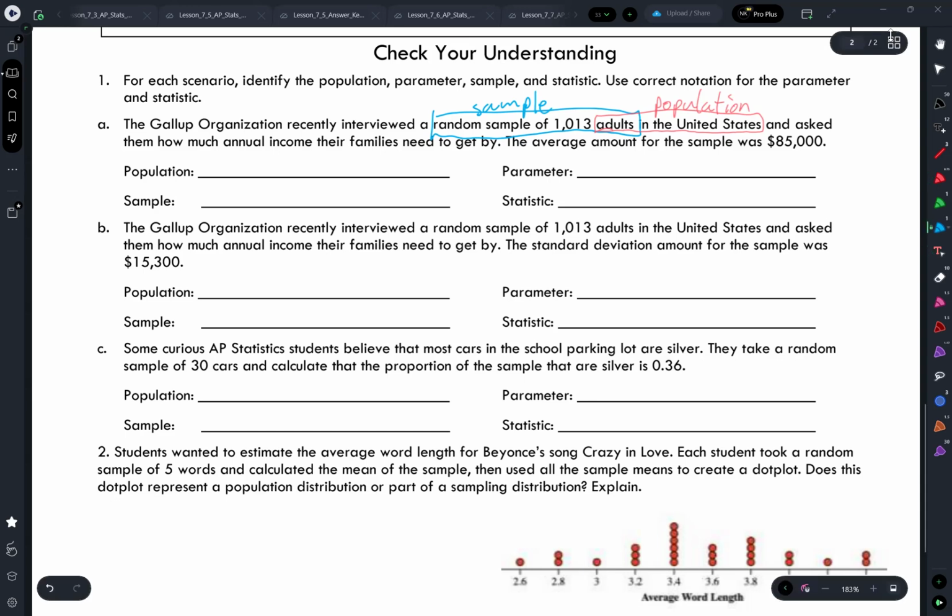Okay, so the sample is the 1,013 adults in the US. Corresponding to that, the statistic, the average, the sample mean, x bar, is equal to $85,000. I'm going to use something other than this red later. On the other hand, we have a population of all adults in the US.